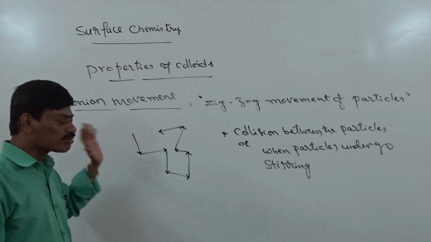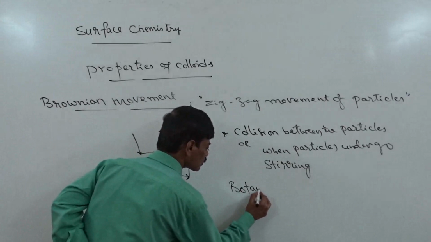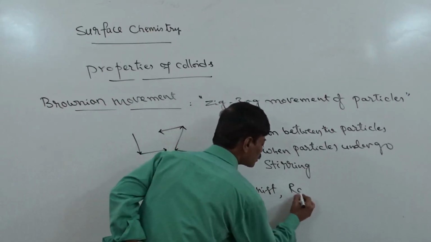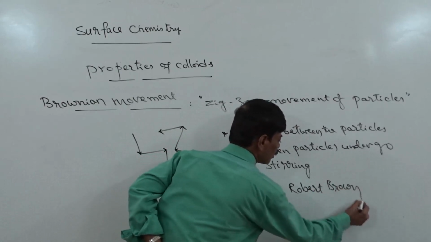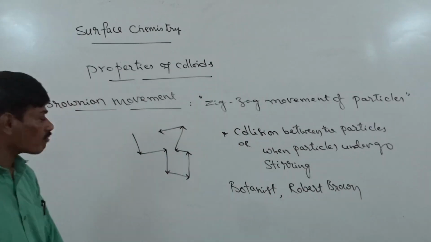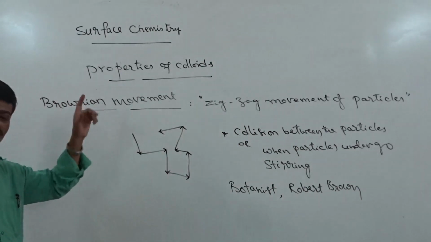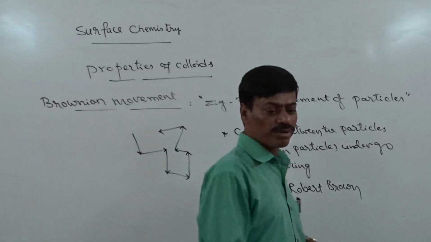So this was observed first time by the botanist Robert Brown. That is why this phenomenon is called after his name as Brownian movement. So electrophoresis, Brownian movement, these are the very important properties.